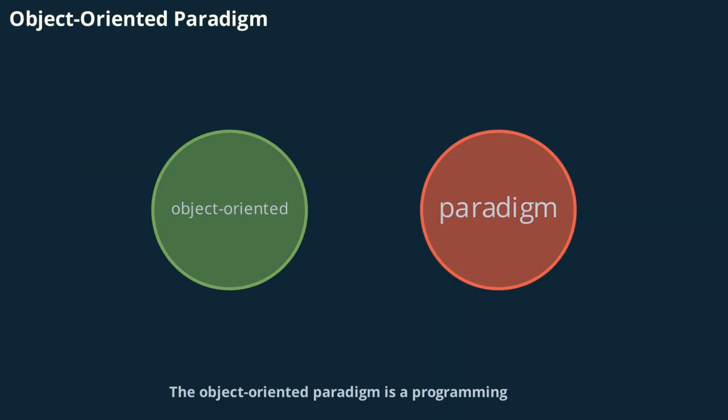The object-oriented paradigm is a programming approach where objects are the main entities. Objects have attributes and methods, and concepts like encapsulation and inheritance are central. This paradigm helps organize code in a way that models real-world entities, making programs easier to understand and maintain.